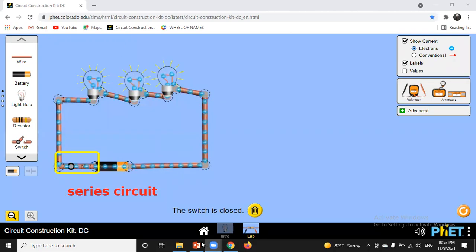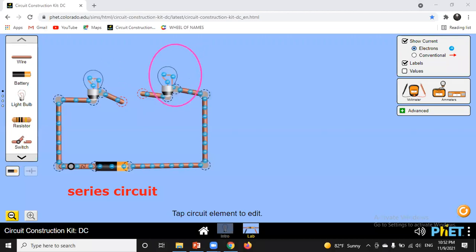What happens if we remove one light bulb in a series circuit? Let's remove this one. Can you tell me what happened? Yes, all the other light bulbs just stop working. Electricity stopped flowing in the whole loop here. Why? Because a missing light bulb makes a gap in the circuit. That's one of the disadvantages of the series circuit, by the way.